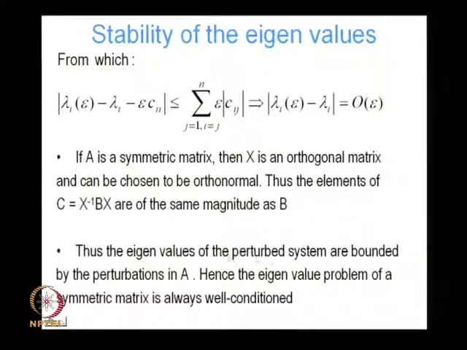So, the eigenvalues of the perturbed system are bounded by the perturbations in A. Hence, the eigenvalue problem of a symmetric matrix is always well conditioned. Why do we say it is well conditioned? Because I have applied small perturbations, epsilon times B, to A, but that has not changed my eigenvalues by a large amount. It has only changed them by order epsilon, the order of the perturbations I applied. That means that the problem is well conditioned.